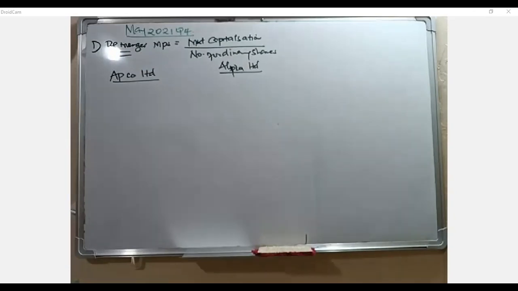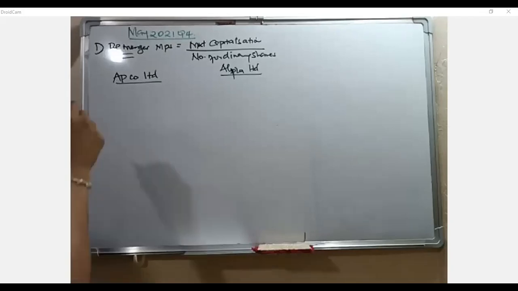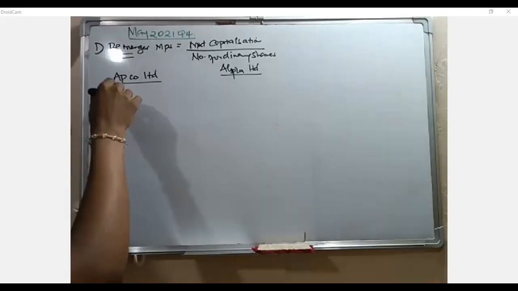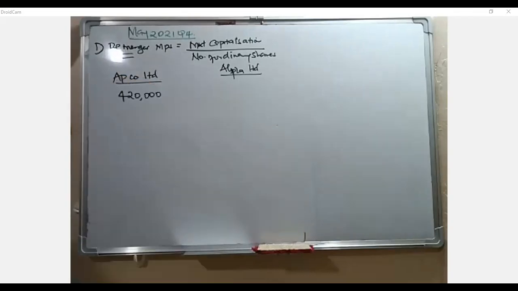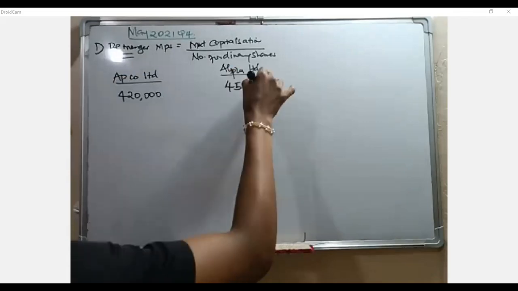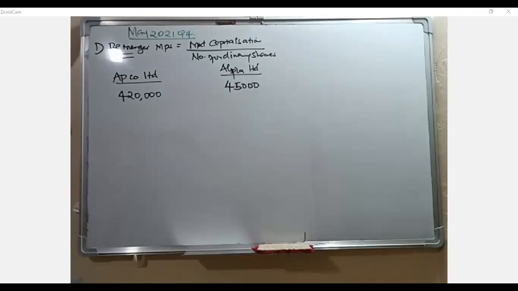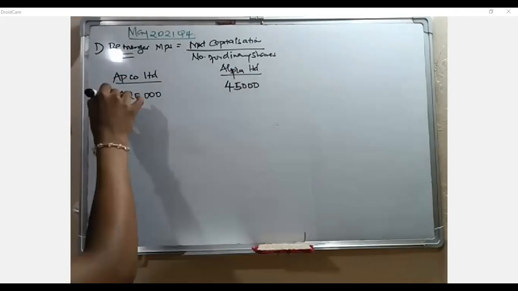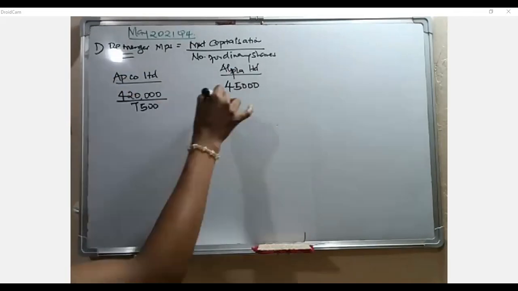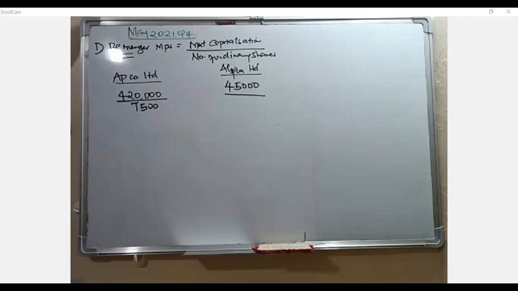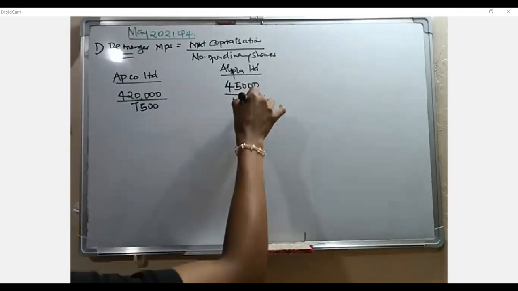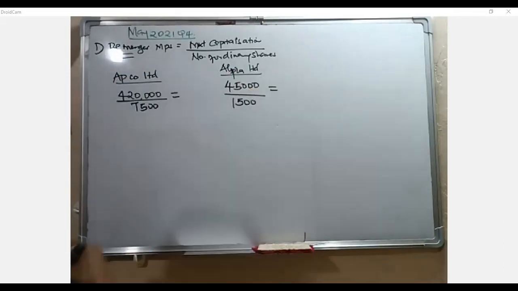And when I look on that question, I could see the total market capitalization given, right, for each company. So for APCO, it is 420,000, right? For Alpha, I can see you are being given 45,000. When you talk about the number of ordinary shares, the examiner has already told us the number of outstanding ordinary shares for APCO is 7,500. So for Alpha, the examiner has already given you 1,500. So what is the market price per share for each company before the merger?